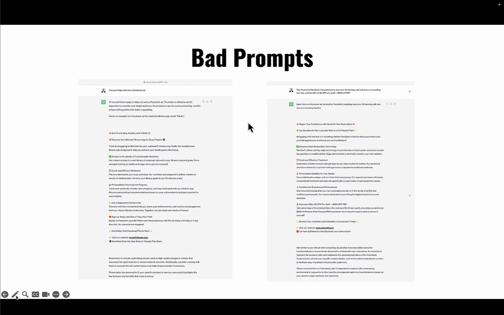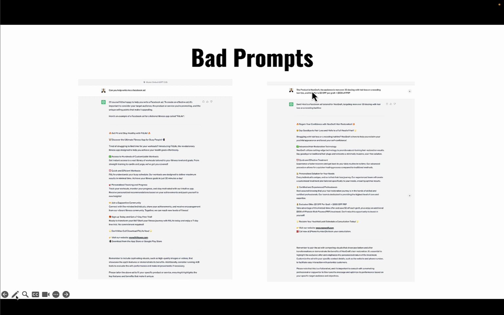Here's an example of a bad prompt. I opened it up with, "Hey, can you write me a Facebook ad?" And it responded, "Of course, I'd be happy to help you write a Facebook ad. To create an effective ad, it's important to consider your target, the product or service, and the unique selling points that make it appealing. Here's an example of a Facebook ad for a fitness app called FitLife." And it's a really bad ad, in my opinion. It's not great. And it says, "Remember, include captivating visuals."